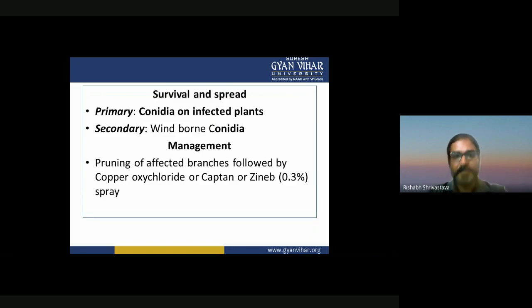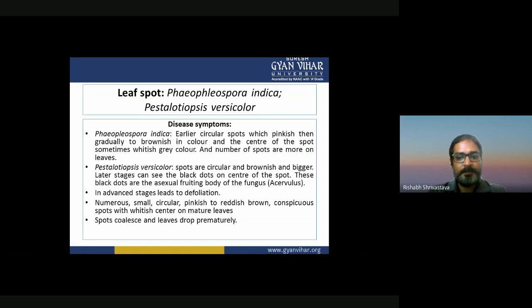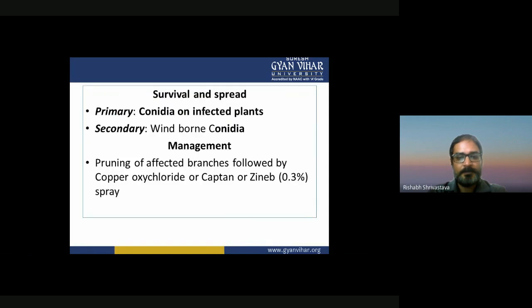Survival and spread. Primary: conidia on infected plants. Secondary: wind-borne conidia. Management: pruning of affected branches followed by copper oxychloride or captan 0.3% spray.